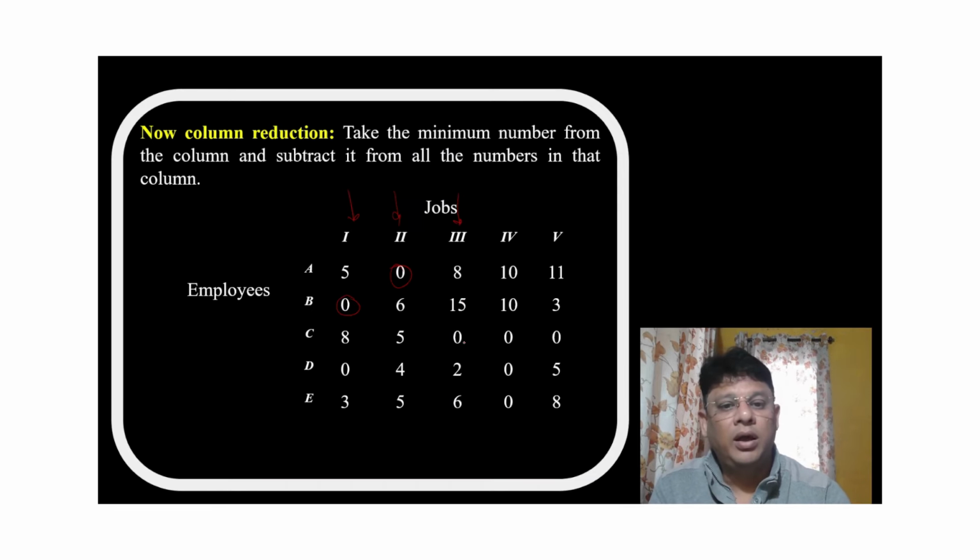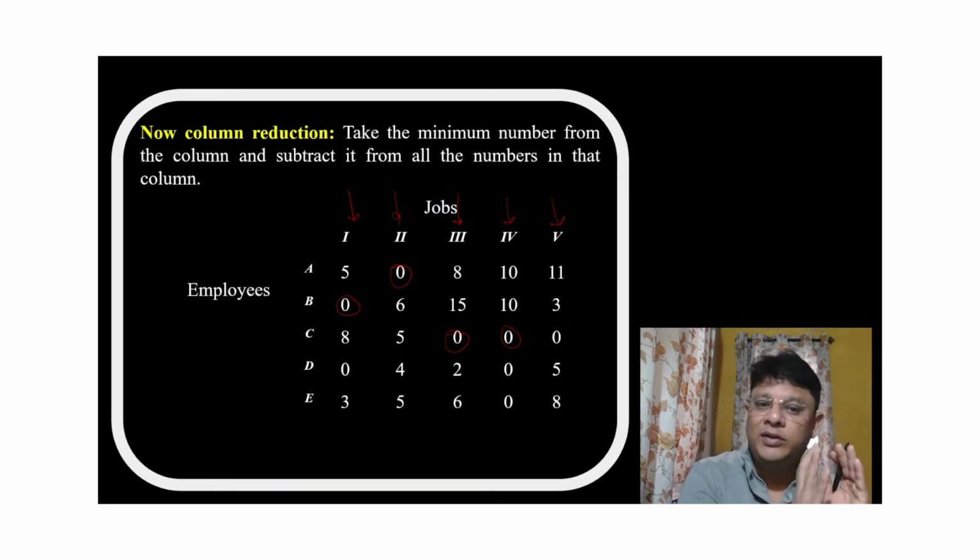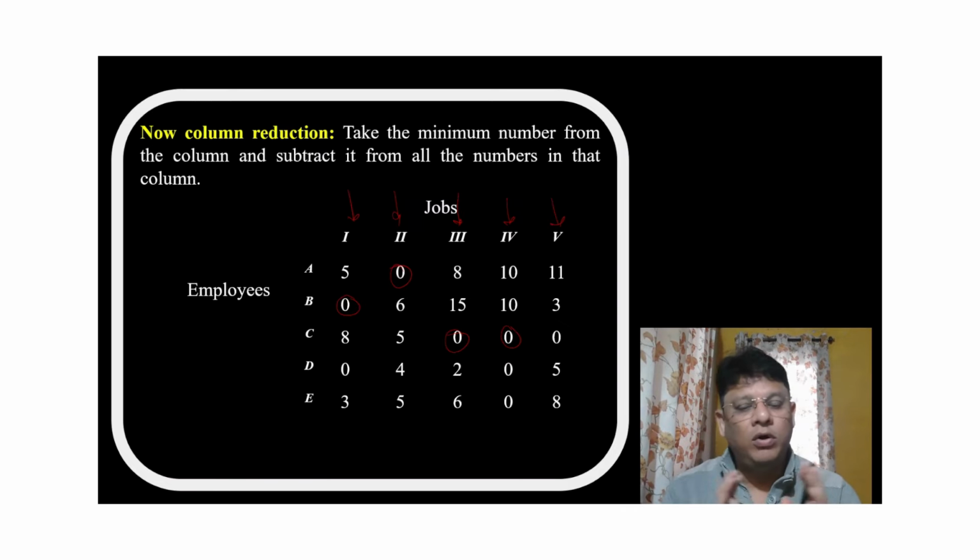Column 3, again 1 is 0, so this will remain same. And column 4, again 0, so this will remain same. And column 5, again 0, so this will remain same, right? Now in this particular situation, all the columns are having at least 1, 1, 0. So all the columns will remain same.